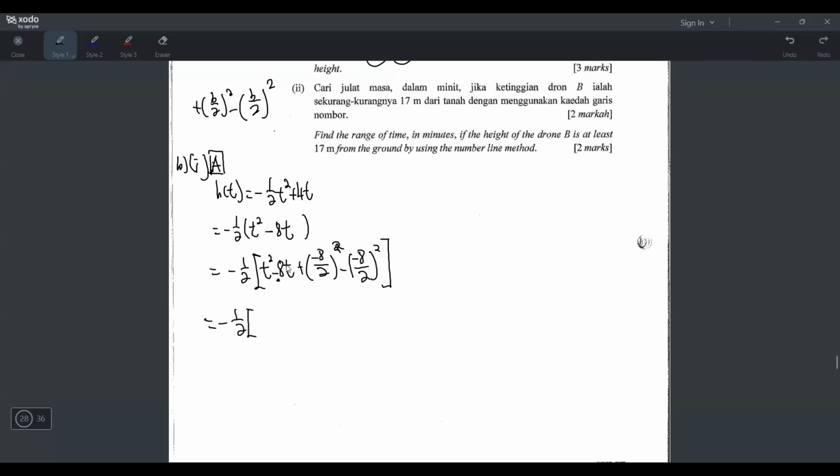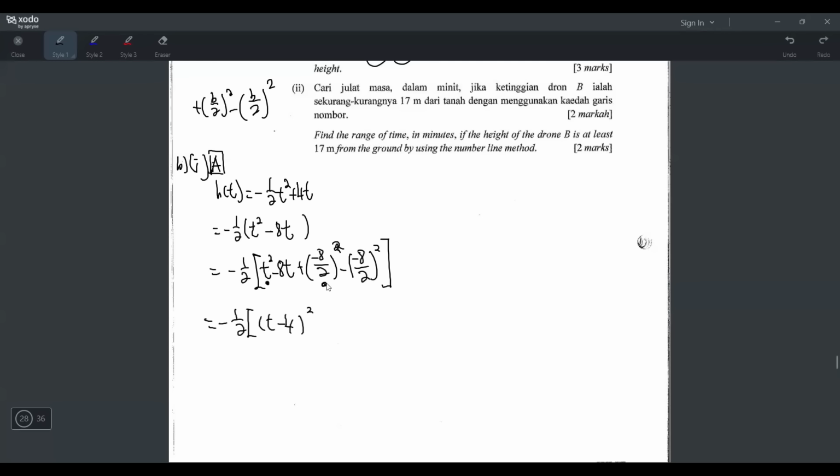Now you will ignore the negative 8t. Yeah, the negative 8t, don't look at it. You only focus on the t square and this square. Alright. So what I will do is I will open the bracket. Okay. T write inside, square write outside. Same thing here. Negative 8 over 2 write inside, square write outside. So negative 8 divided by 2 is negative 4, and the square, no need to square because I wrote it outside already.